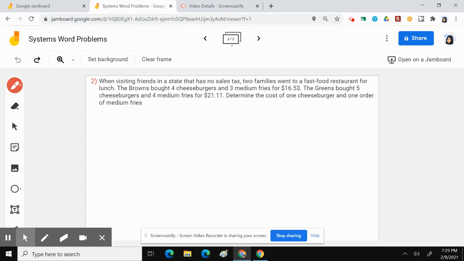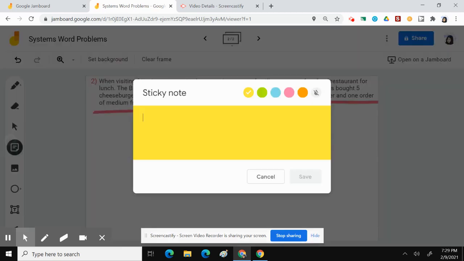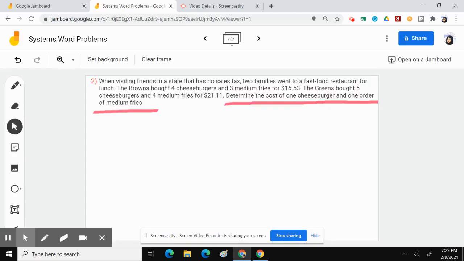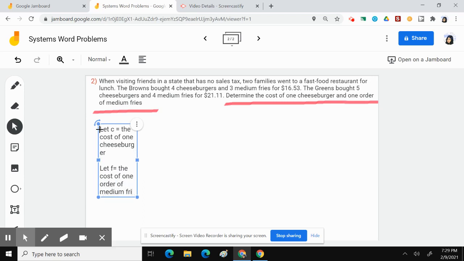So, as always, what we're looking for is in the last sentence of the problem. That's typically true. So, we're determining the cost of one cheeseburger and one order of medium fries. I know how many of each item I bought, but I just don't know the cost of an individual item. So, I'm going to let C equal the cost of one cheeseburger, and I'm going to let F equal the cost of one order of medium fries.